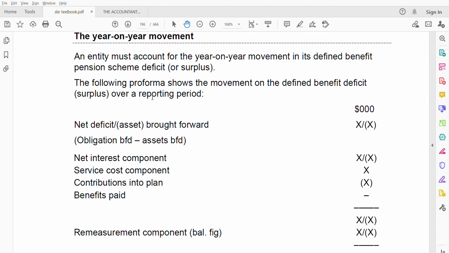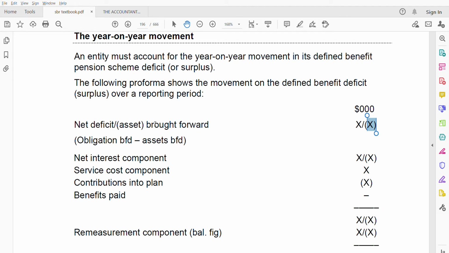This shows the movement on the defined benefit deficit or surplus over a reporting period. If it's a deficit you show it as a positive figure, if it's a surplus you show it in the negative. So if it's a net deficit it is a positive figure, and when it's an asset it is in brackets. Don't forget this bracket and without bracket part. For an asset, brackets; for a deficit, without brackets. Learn and memorize this pro forma. You always start with the brought forward balance. In the exam, 100% of the time the brought forward balance will be given to you, so you don't have to worry about whether it is a deficit or an asset.